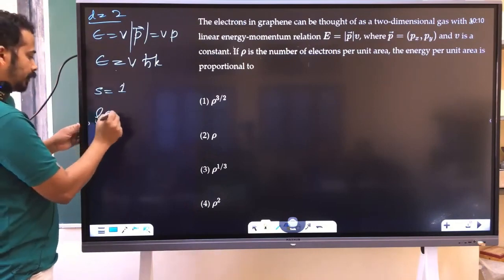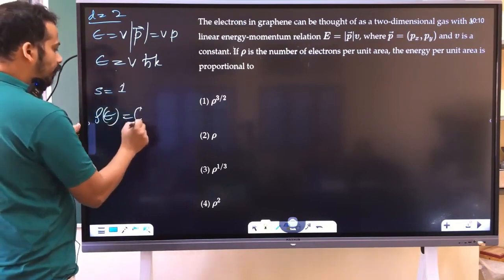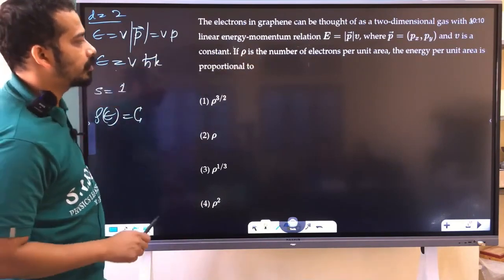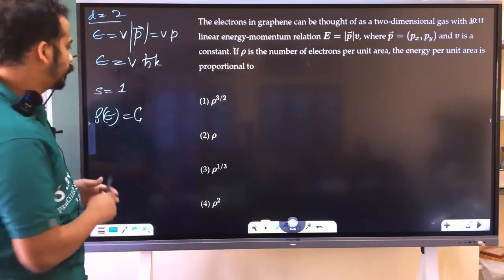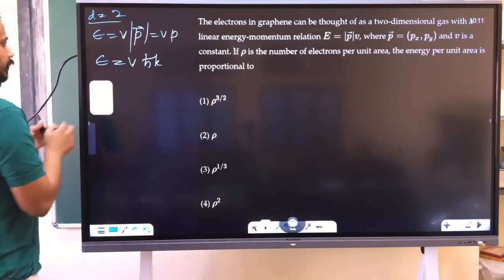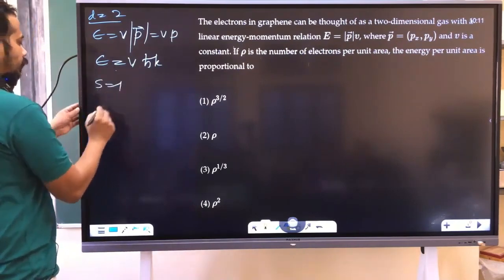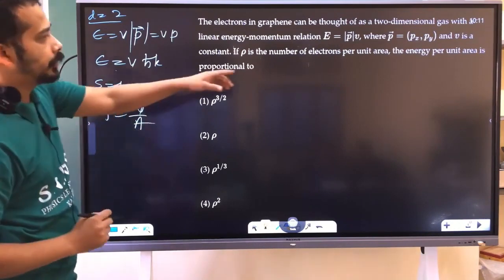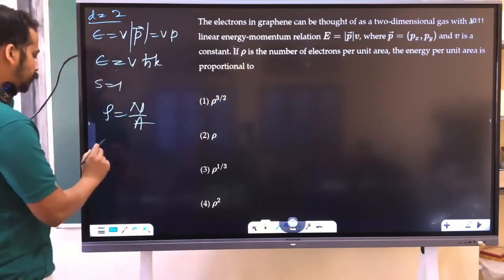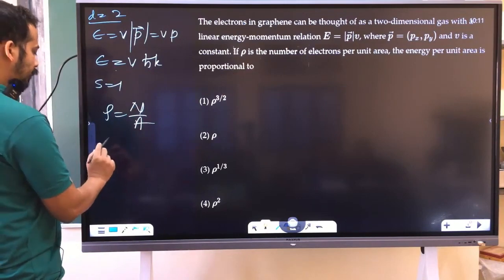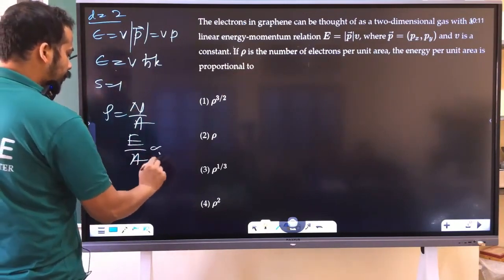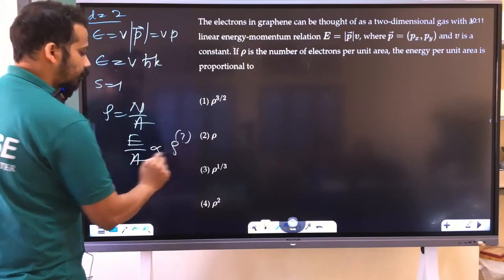Rho of E is equal to some constant. What he's asking is, if rho is the number of electrons per unit area, let me write down, s is equal to 1. Rho is equal to number of electrons per unit area. Then energy per unit area is proportional to rho. I mean, energy per unit area E by A, how is it proportional to rho? Rho power what? This was the question.